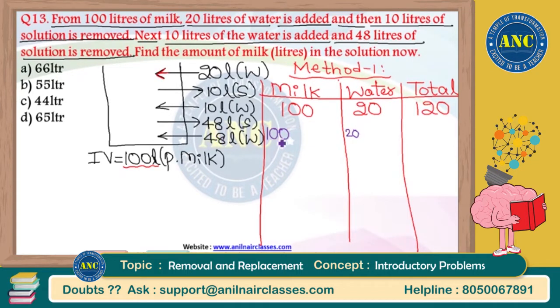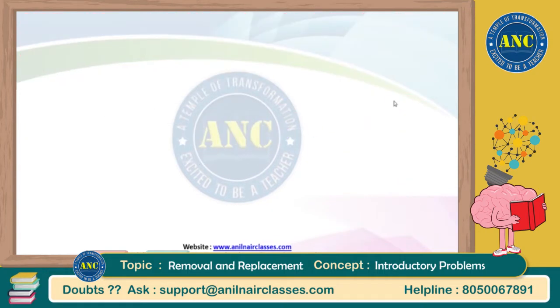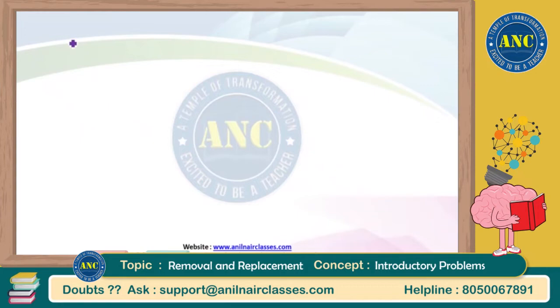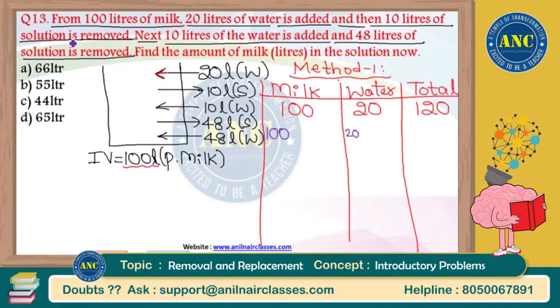Now out of the total, what is the total volume? Let me keep visiting the previous problem, sir. What did I do in step number 3? 100 out of the total 1000 which was present is removed. That means the denominator always represents the total volume. So here also I will use the same logic, same to same. 120 is the total volume.